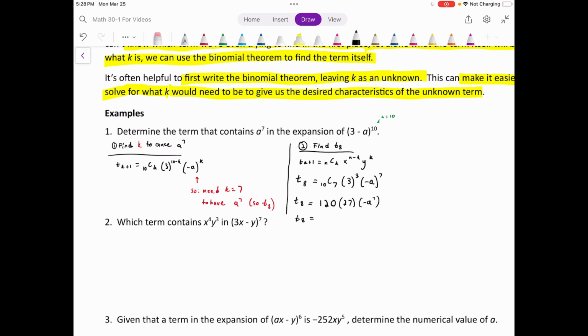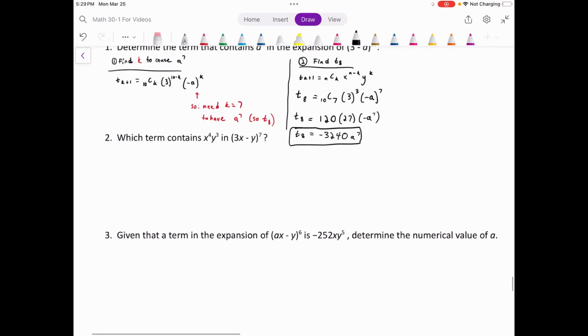So now all that's left to do to simplify is just multiply all those coefficients together to give us that the 8th term is 120 times 27 times negative 1 times a to the power of 7. So 120 times 27 is 3,240, times negative 1 makes it negative 3,240 times a to the power of 7. And there we go. And we're feeling pretty good because we found a term that does contain a to the power of 7, which is what we were asked to do, right? So all that we had to do first was figure out what k needed to be. From there, it's a good old binomial theorem calculation. Let's move on to this one.